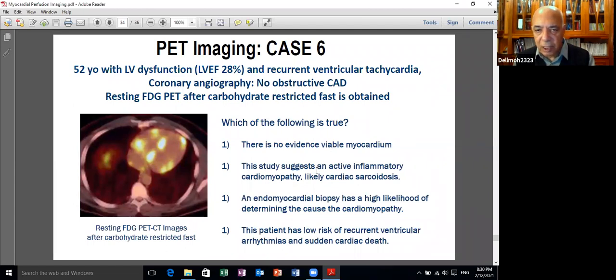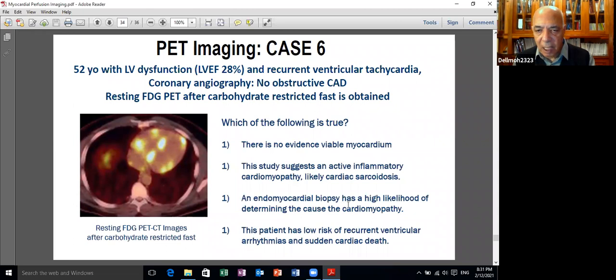This study suggests active inflammation, active inflammatory cardiomyopathy. It's taken up by the macrophages or inflammatory tissue, and that's why it lights up in these several areas. You cannot say it is sarcoidosis except when you use the stem. This patient is having ventricular tachycardia and is not ischemic. So you cannot jump into this diagnosis unless you use the data coming from the stem in addition to the data coming from the radionuclear imaging.